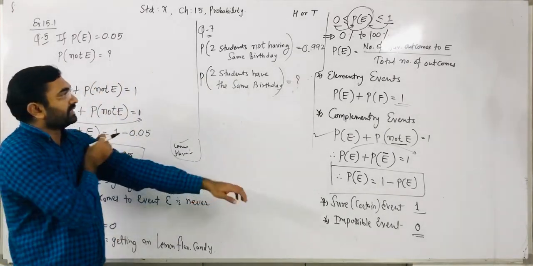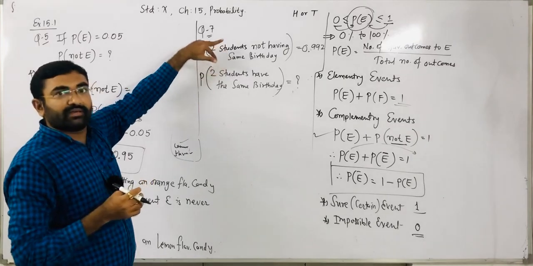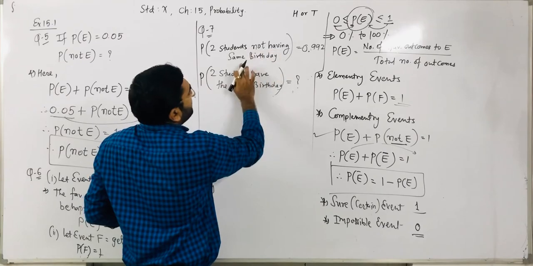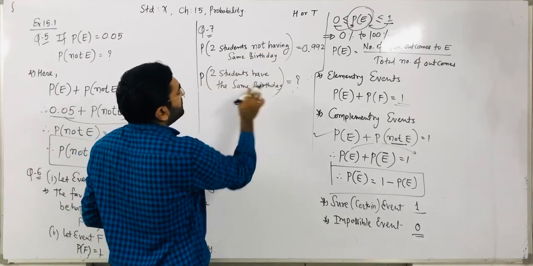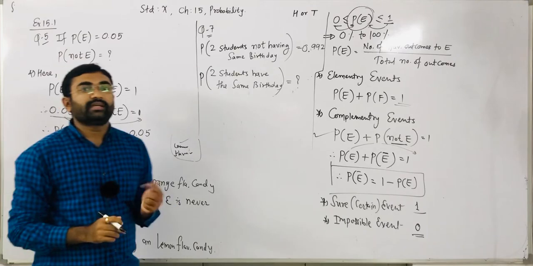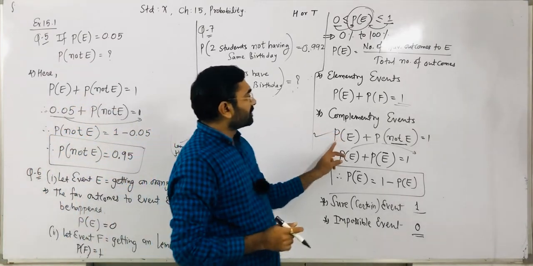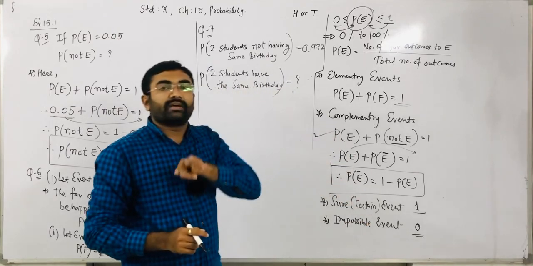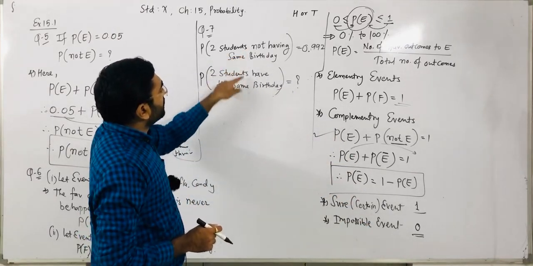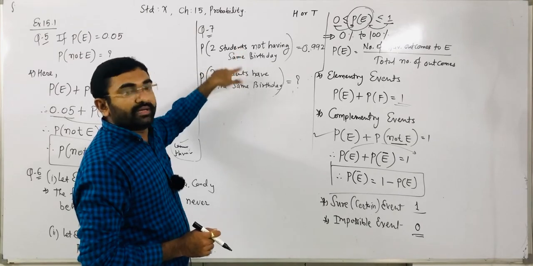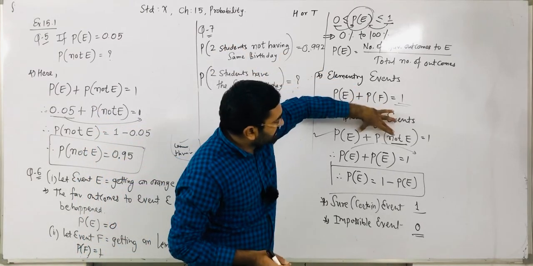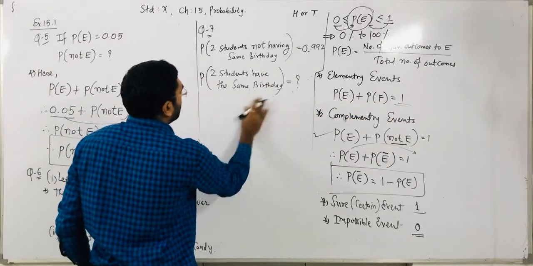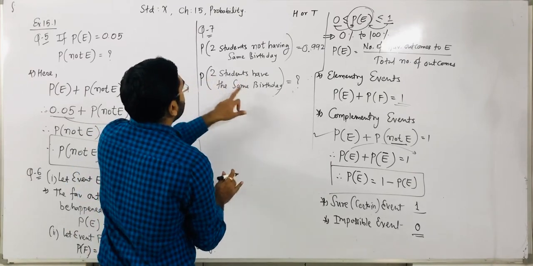So in that case it is very easy. Observe these 2 things. Whatever the event is given in a question, observe these 2 things: 2 students not having the same birthday and 2 students having the same birthday. This type of event is called a complementary event, right? These 2 events are complementary events. And the sum of complementary events' probabilities is 1. So using that we can find the probability of 2 students having the same birthday.